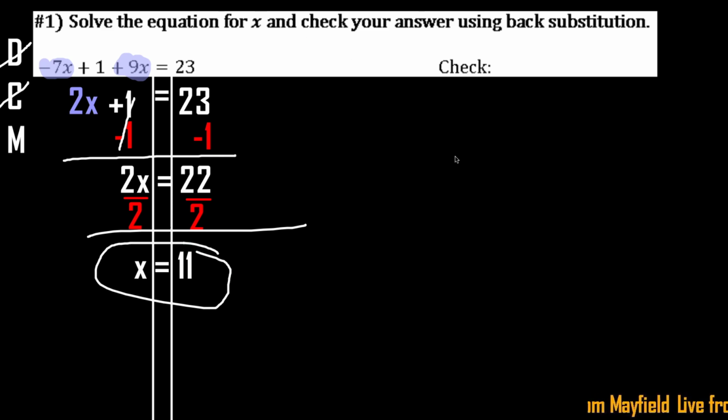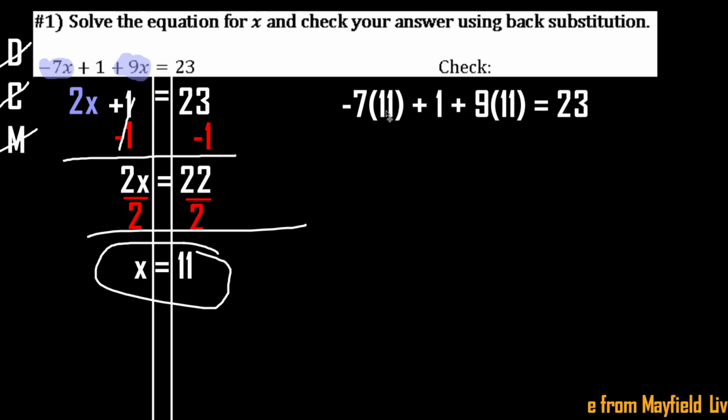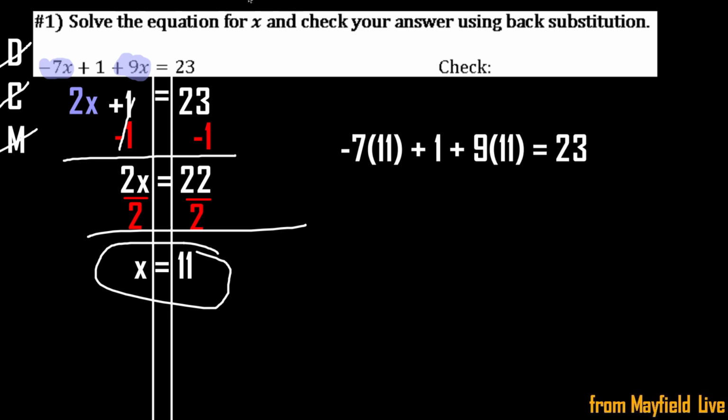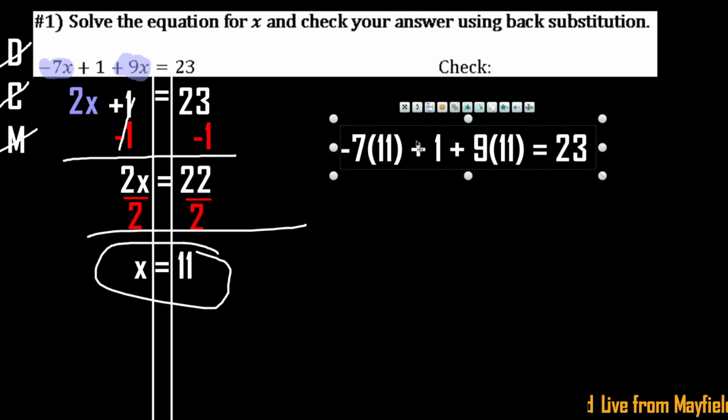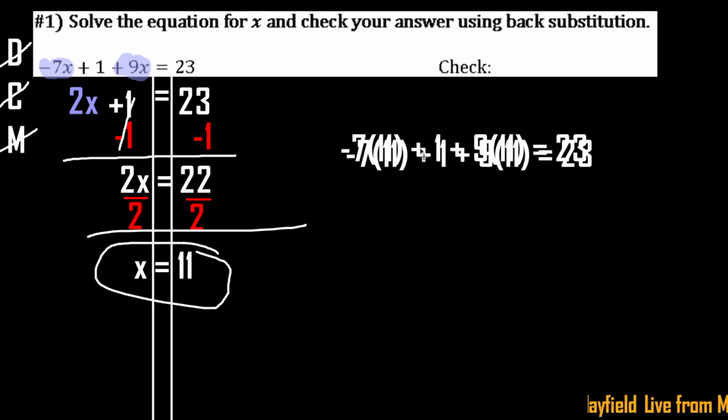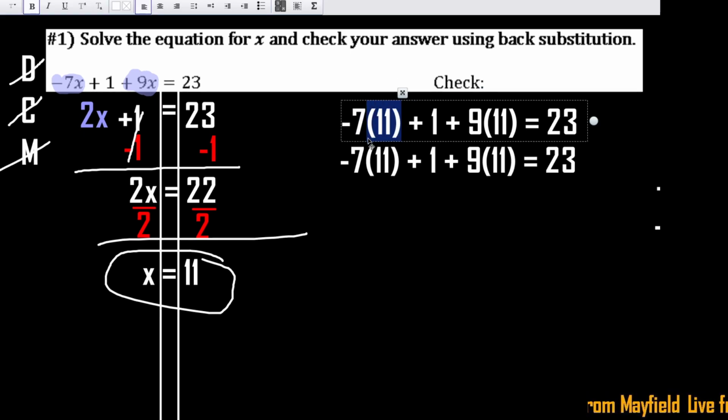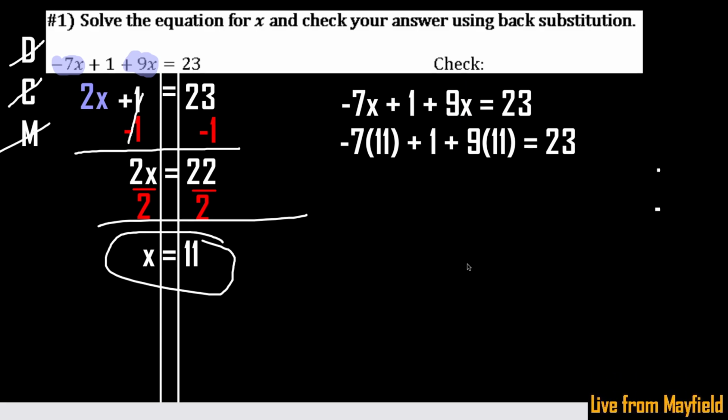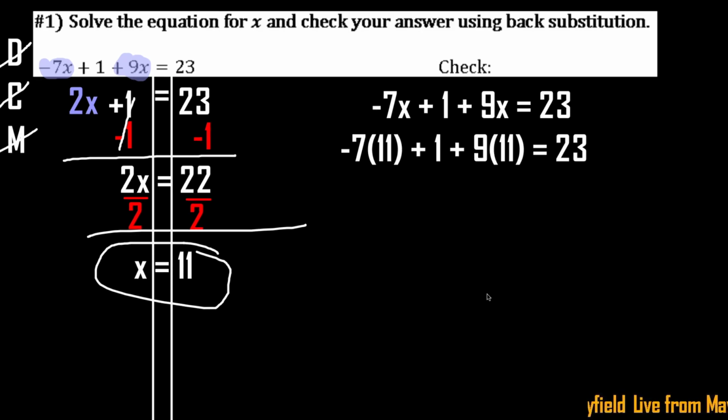Again, you can check to make sure your answer is correct by using that Desmos calculator or by back substitution. And so everywhere where I had an x, I now have an 11. So let me actually type, let me see if I can type in. So originally, this is what you had: negative 7x plus 1 plus 9x equals 23. And so now we have x equals 11. So anywhere we had an x, we now have 11.